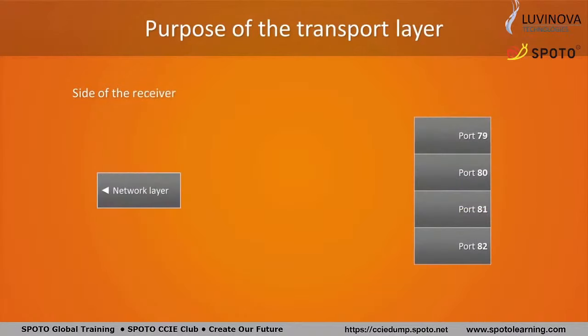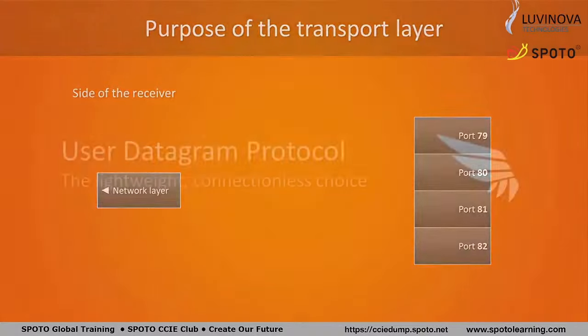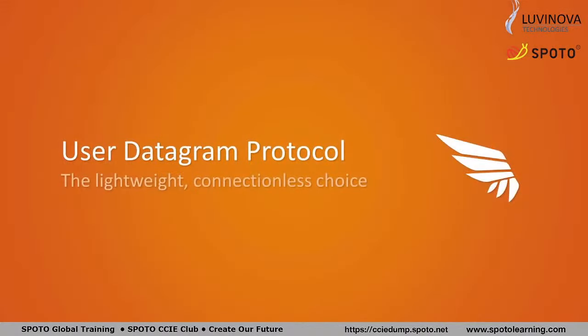Our segment will show up on the receiver side when it is passed on from its network layer to the transport layer. The segment will be examined to determine the destination port, and then the message is unwrapped and delivered to port 80. So that's the general idea of the transport layer, but there's more to it than that. We have two major transport protocols, UDP and TCP, and they both have their own characteristics.